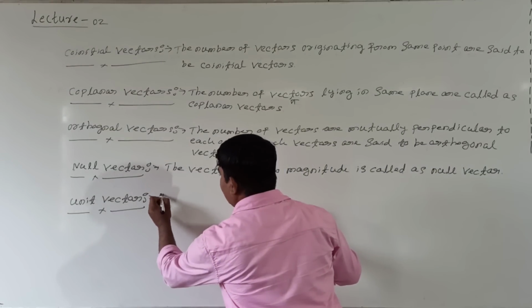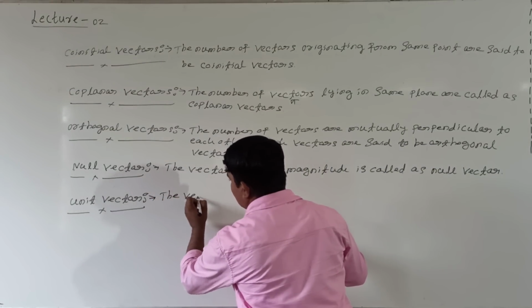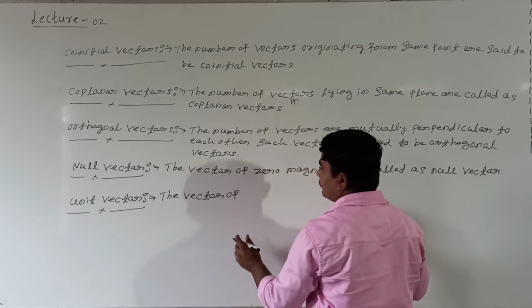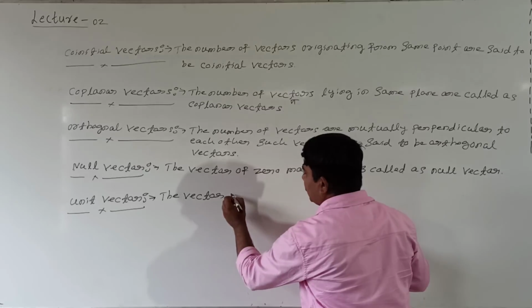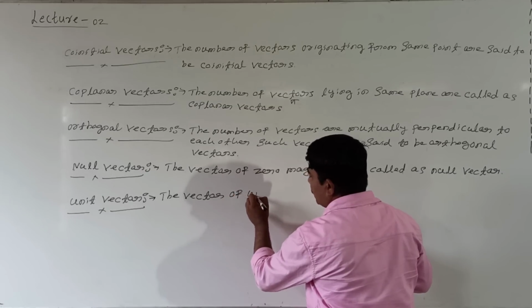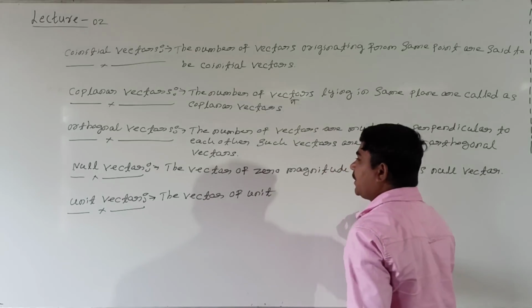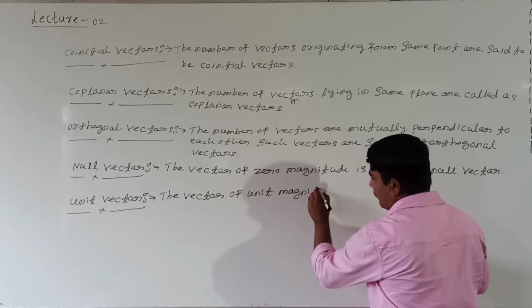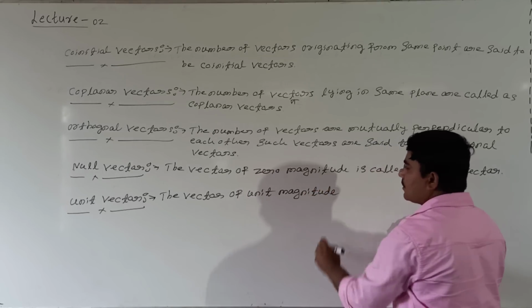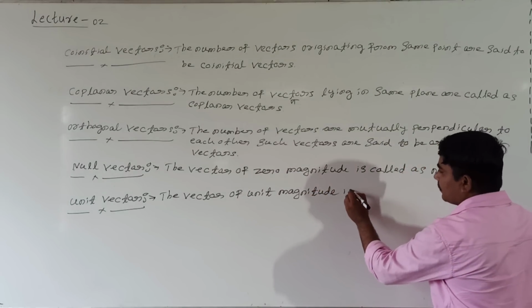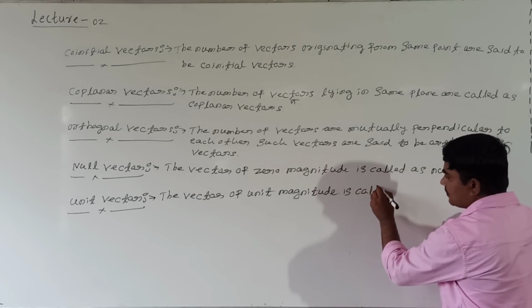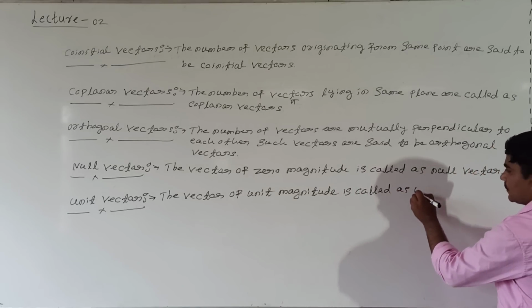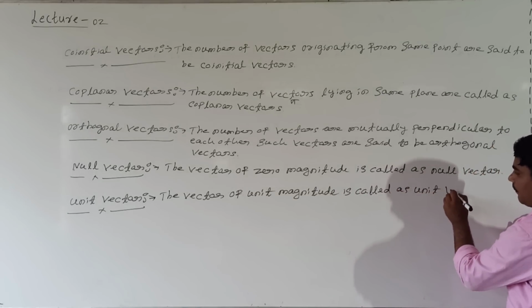The vector of unit magnitude is called a unit vector.